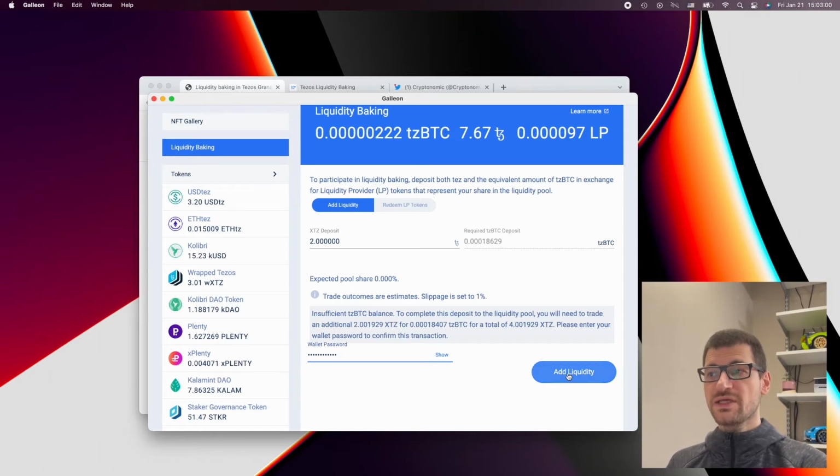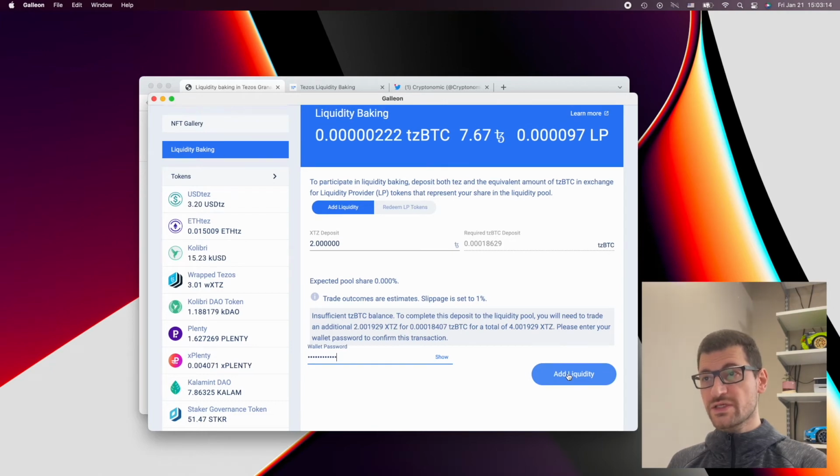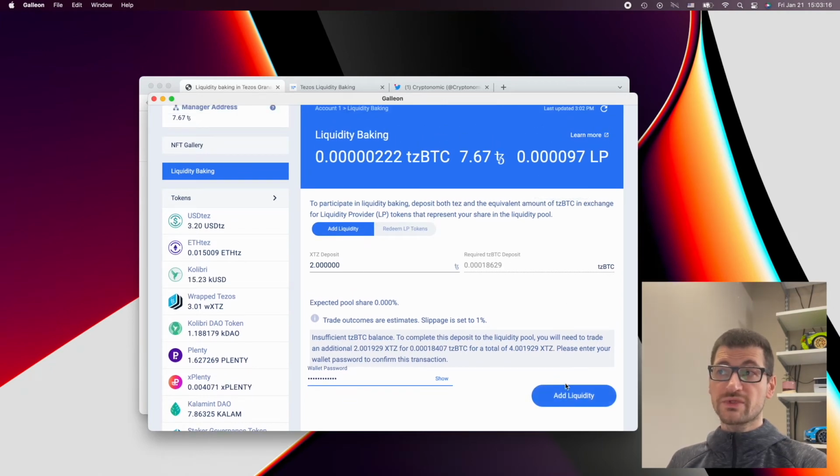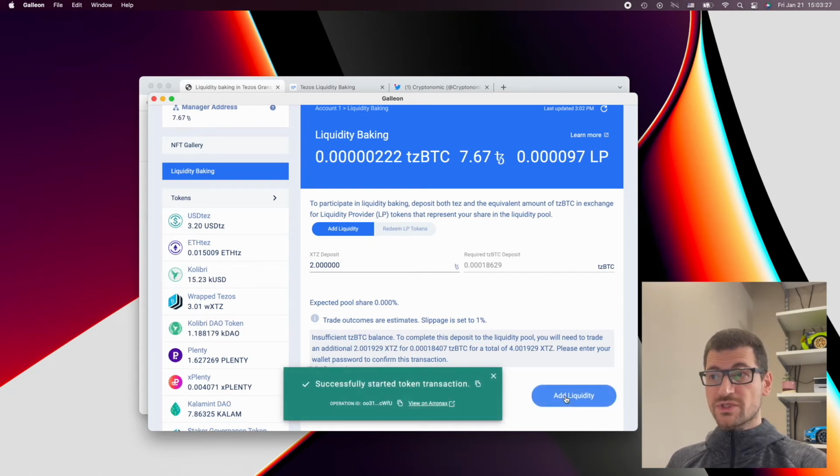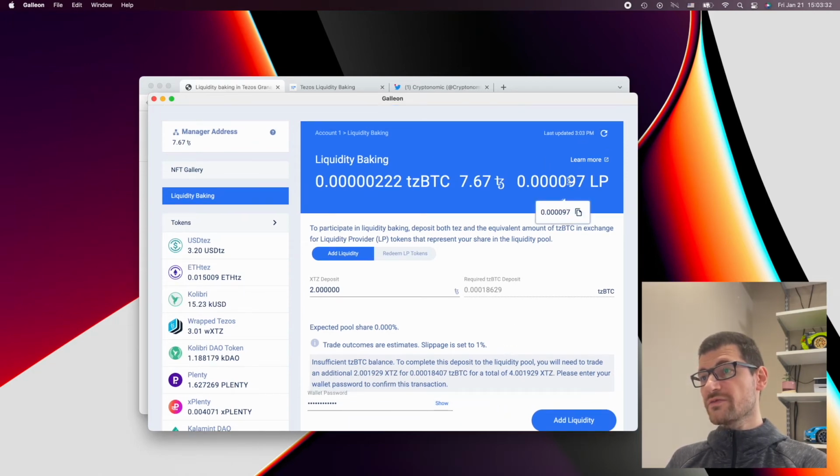And if I hit add liquidity, what Galleon is going to do is it will go get more TZBTC. It will then deposit TZBTC and a matching amount of XTZ into the pool. And this account will gain more liquidity tokens. So let's do that. This operation may take a little bit to confirm. And it started. Very cool. So what we'll see in about a minute is that this balance will increase.